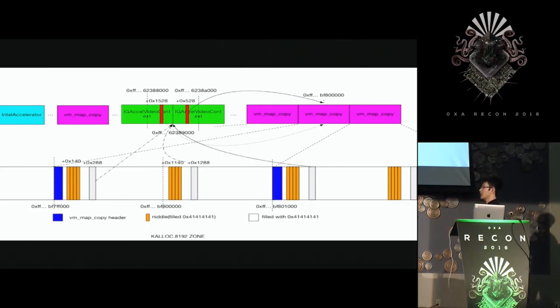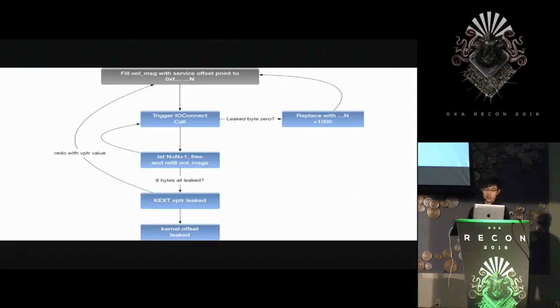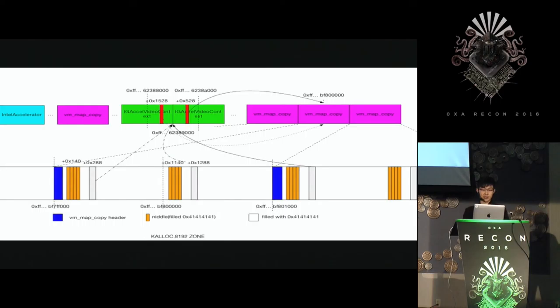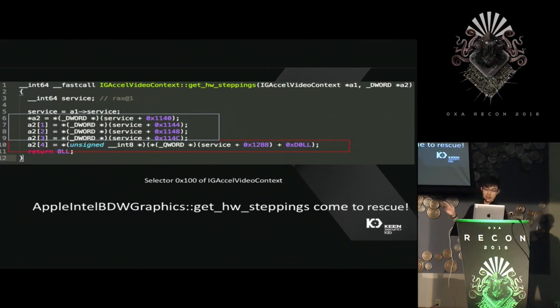So now we have explained our strategy for the info leak solution, and the overall steps can be seen in this figure. We prepare the heap layouts and fill the OOL messages. We also free some of them, and fill in the IOSurface video context. Then we trigger the IOConnect call. If the leaked byte is zero, it means that we need to adjust the read address by a page size, and we will replace the OOL messages with the address plus a page size. And as we recall, in the function get hardware steppings, at each time only one byte is leaked out here.